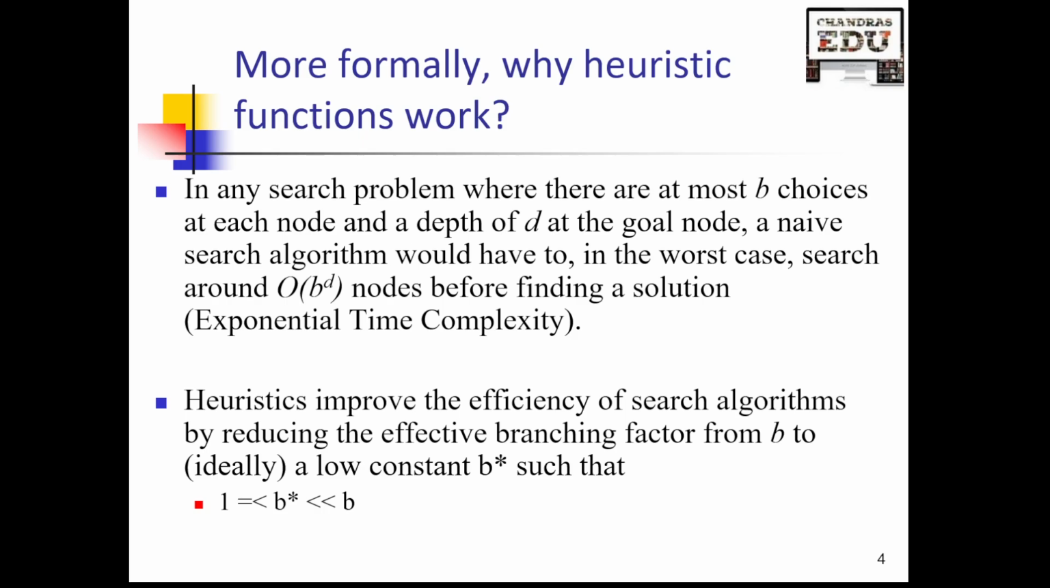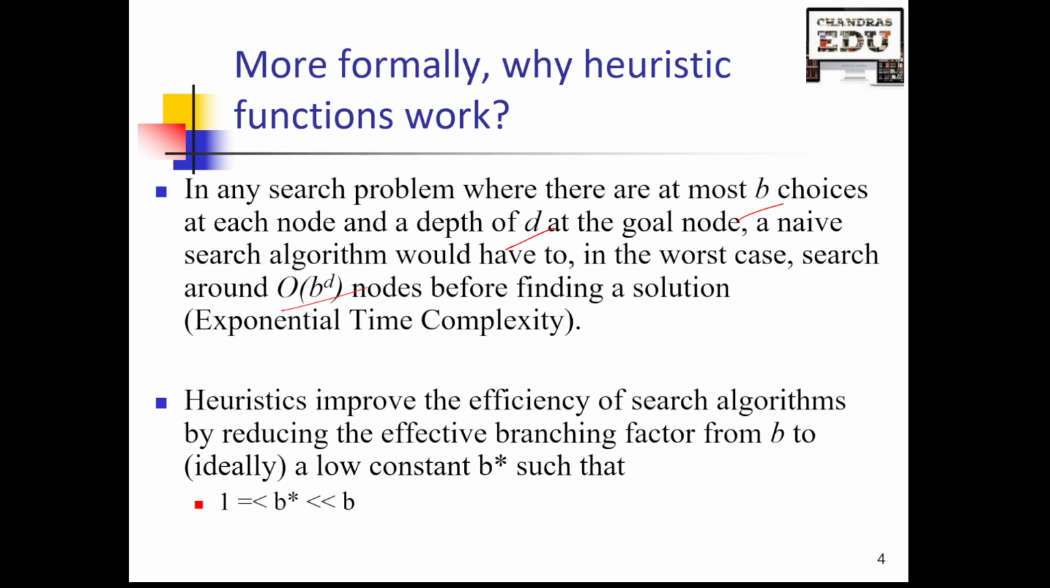Also the complexity, as we have seen in the uninformed search strategies, if we take time complexity or space complexity, if b is the branching factor and d is the depth of the goal node, then the complexity will be O of b power d, that is exponential time complexity to find the solution. It is the same for the space complexity also.